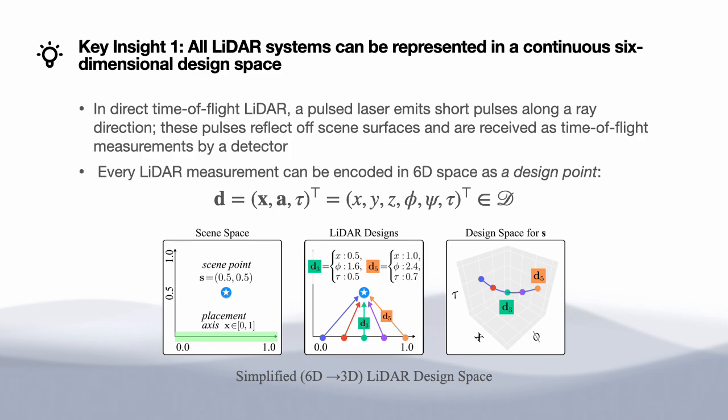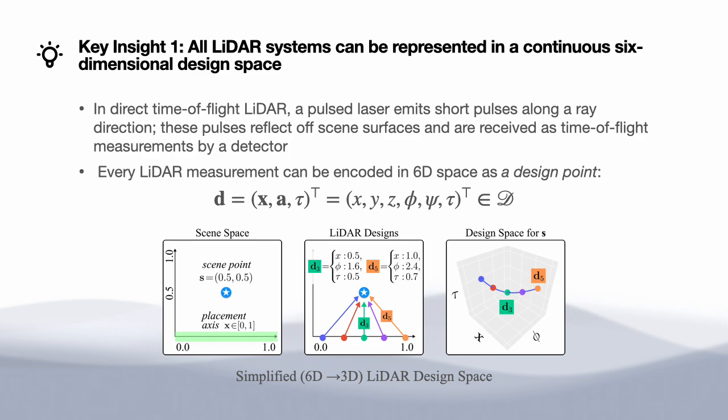Our first key insight is that all LiDAR systems can be represented in a continuous 6-dimensional design space. Specifically, in direct time-of-flight LiDAR, a pulsed laser emits short pulses along a ray direction. These pulses reflect off of scene surfaces and are received by a detector at a given time of flight. Thus, every LiDAR measurement can be encoded in 6-dimensional space as a design point, where each design point is comprised of a location, xyz, an angle, azimuth and elevation, and a time, tau, along the ray, which represents the point time-of-flight measurement taken along that ray direction.